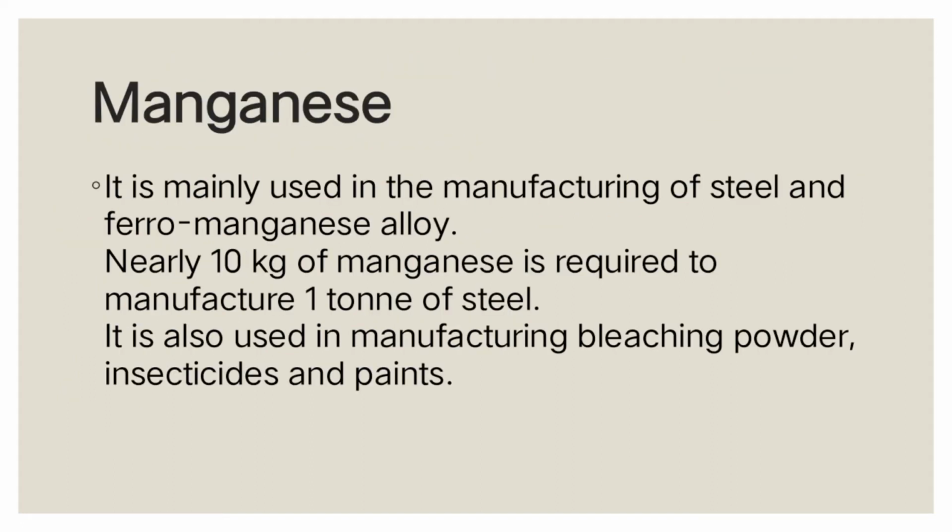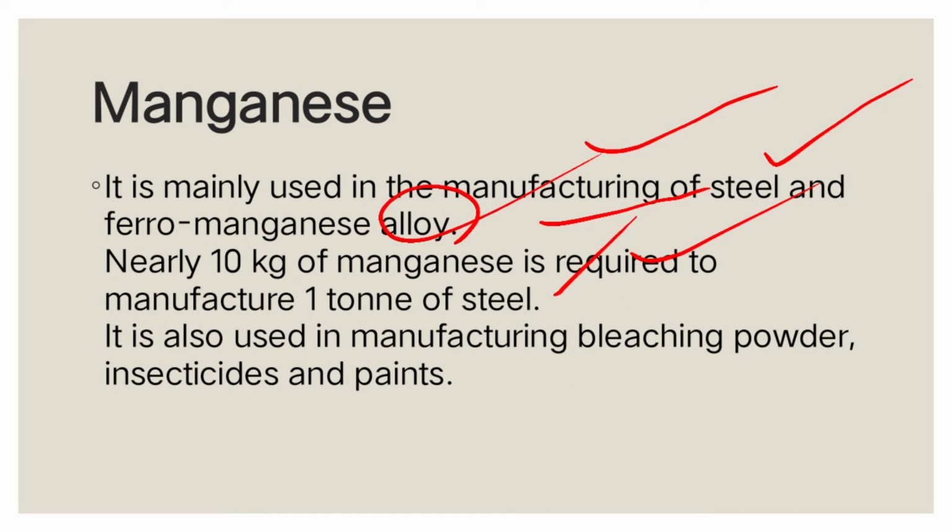Manganese is a very important element. It is used in the making of steel, and ferromanganese alloy is a mixture of metals. Nearly 10 kgs of manganese is required to manufacture 1 ton of steel. This proportion is important. It's also used in the manufacture of bleaching powder, insecticide, paints. The uses of manganese: number 1, bleaching powder; number 2, insecticide; number 3, paints.